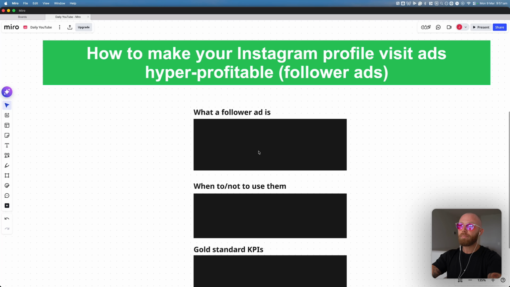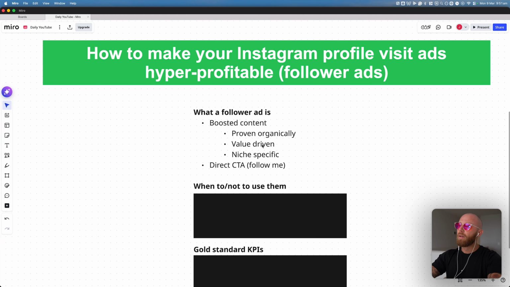Now, let's get into what a follower ad actually is. There's two types of follow ads that you can run now. The first one is the traditional one that most people know. It's looking at boosting content from your profile. Ideally, you want to look at boosting something that has been proven organically, so it's got a good amount of likes, shares, saves, and views on it, something that's going to be of value, so your intended viewer is actually going to get something from consuming that piece of content.